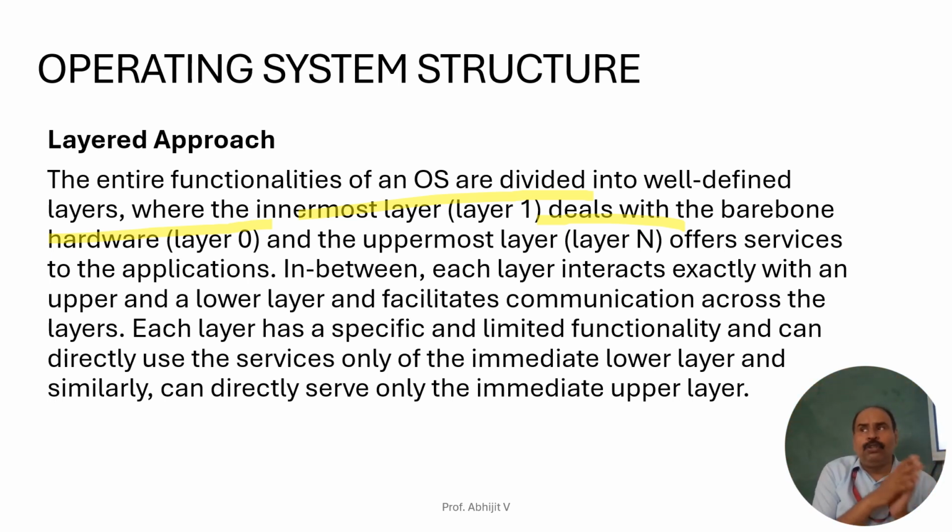So the layered approach is different from microkernels. In microkernels you have different modules. In the layered approach you have different layers. There is one layer, above that there is another layer, and there is interlayer communication. Each layer has specific and limited functionalities and can directly use services only of the immediate lower layer. Similarly, it can directly serve one immediate upper layer.